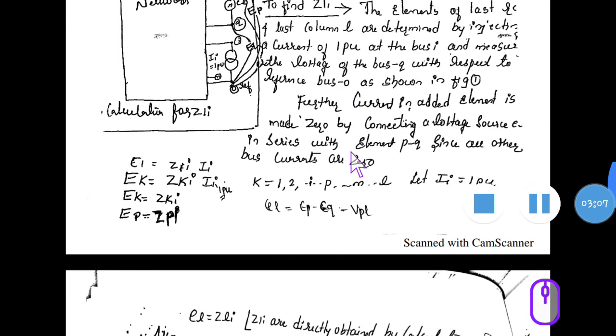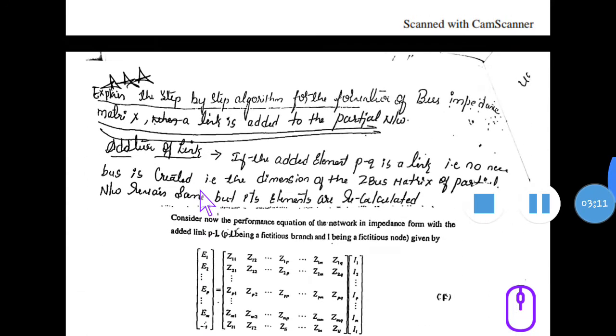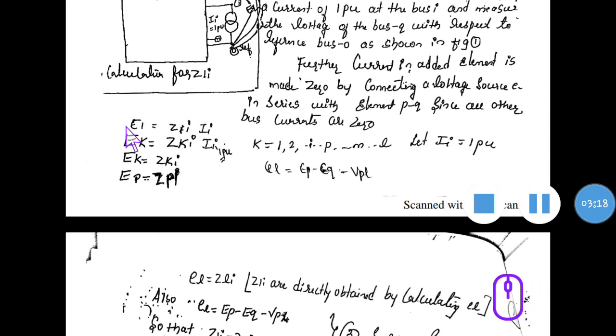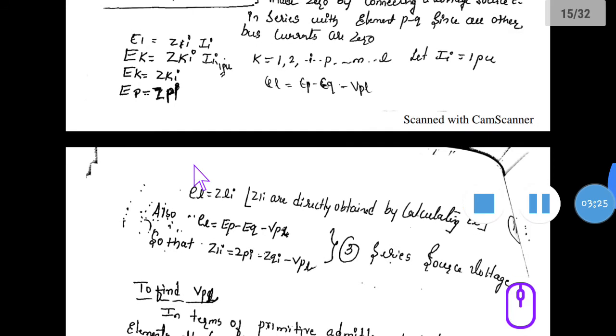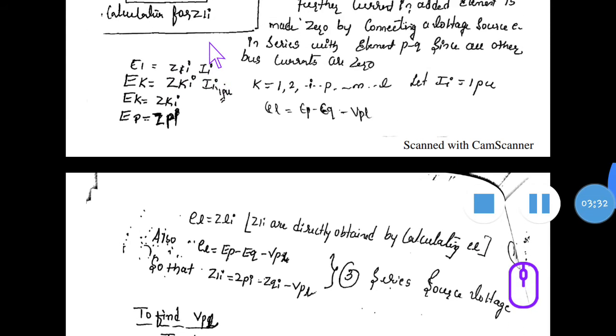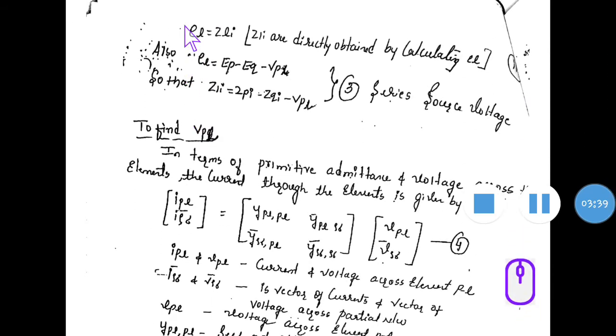Let us see. E1 is equal to Z of Li Ii, Ek is equal to Z of Ki Ii. Same thing here, E1 is equal to Z of Li Ii, like that. Here also E1 is equal to Z of 1i Ii, Ek is equal to Z of Ki Ii, and EP is equal to Z of Pi. Similarly, you have to go for EL. EL is equal to Z of Li. Why am I writing only Li? Because I am taking the current Ii as 1 per unit. All currents I am maintaining as 1. We took the same thing for addition of branch also. So EL is Z of Li.